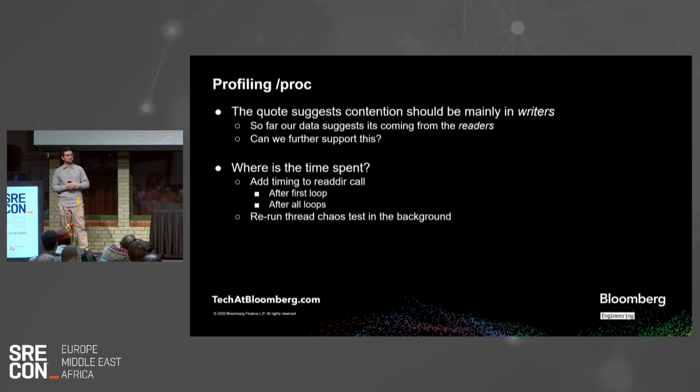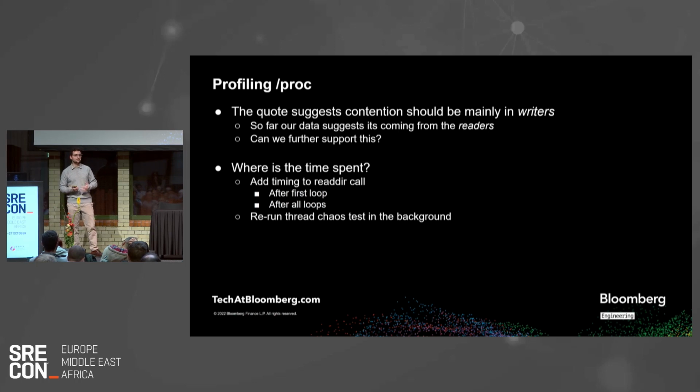So now we can see from the quote that contention should be mainly in writers, but our data still suggests that it's actually found in the readers. So we might want a bit more data to actually support this conclusion, right? And let's see where the time is spent. We can look at our read-dir call. Read-dir returns a stream of entries, and we can see how much of our time is spent in the first loop compared to the rest of the loops.